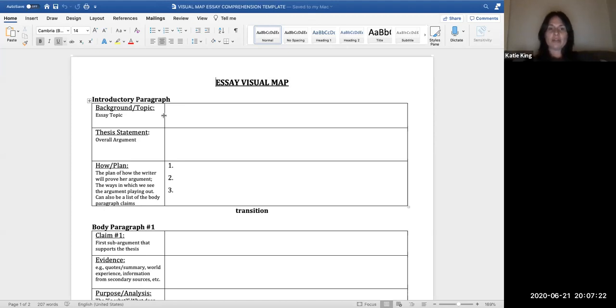The first is the introductory paragraph. What I always tell people when they're drafting is you don't necessarily have to start with the intro. You don't have to start at the introduction when you are writing your first draft. What's helpful for a lot of people is actually to start at the body paragraphs.